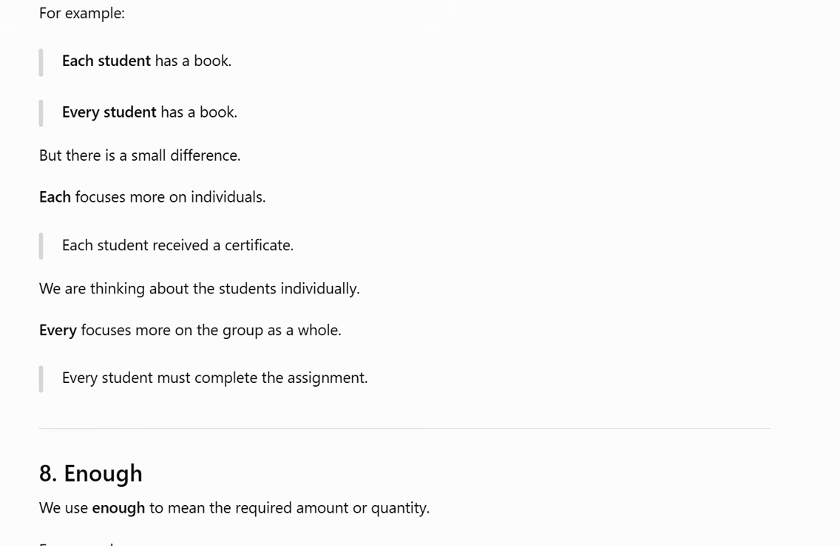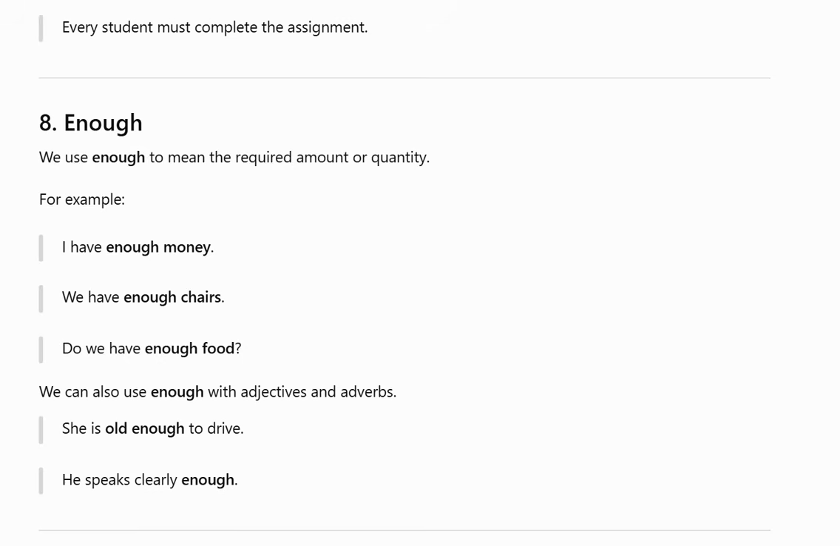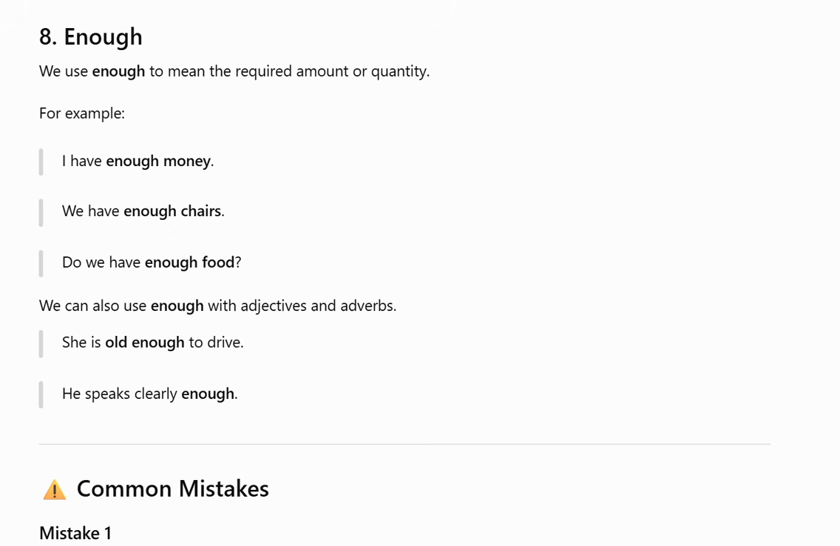Every focuses more on the group as a whole. Every student must complete the assignment. Good job. Next one, enough. We use enough to mean the required amount or quantity. For example, I have enough money. We have enough chairs. Do we have enough food?